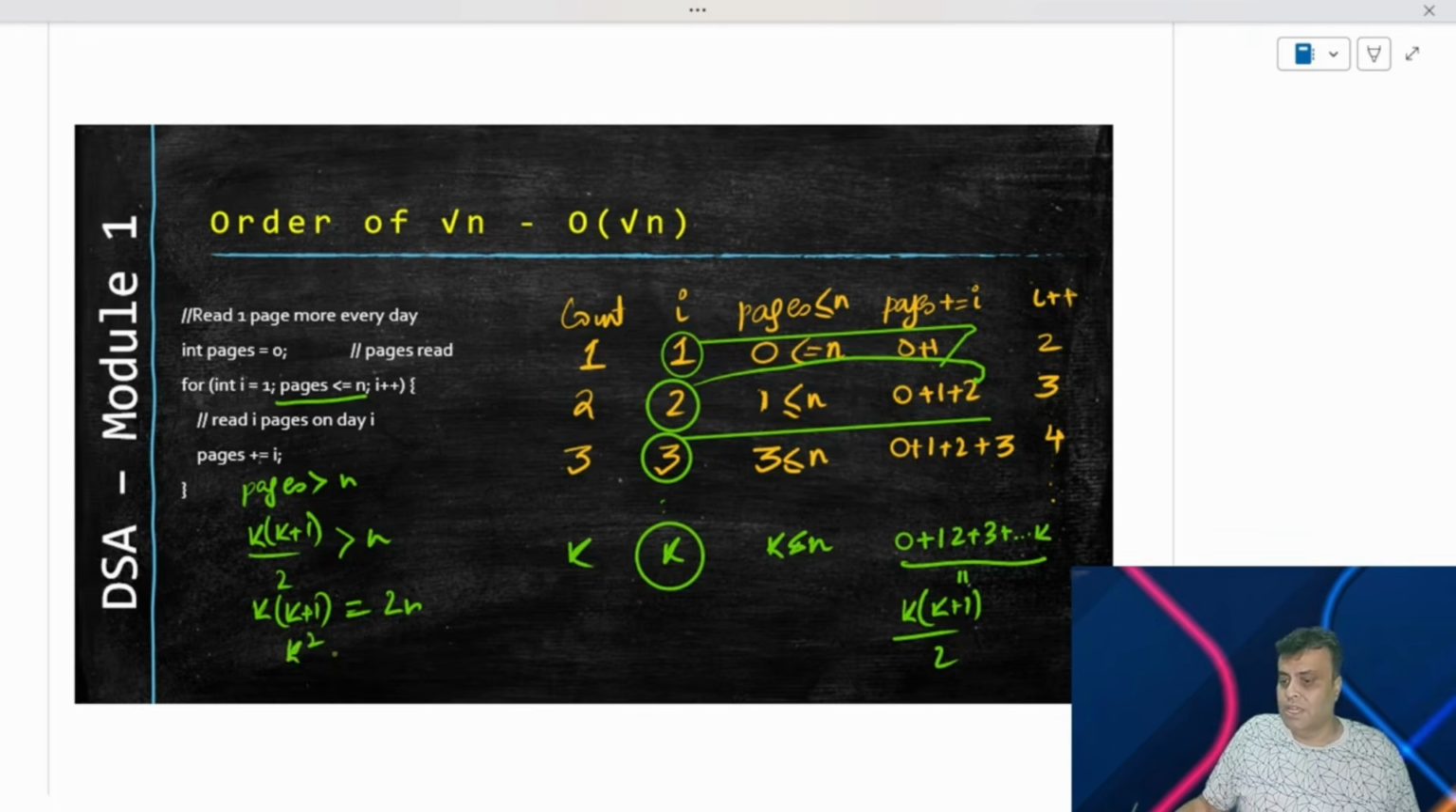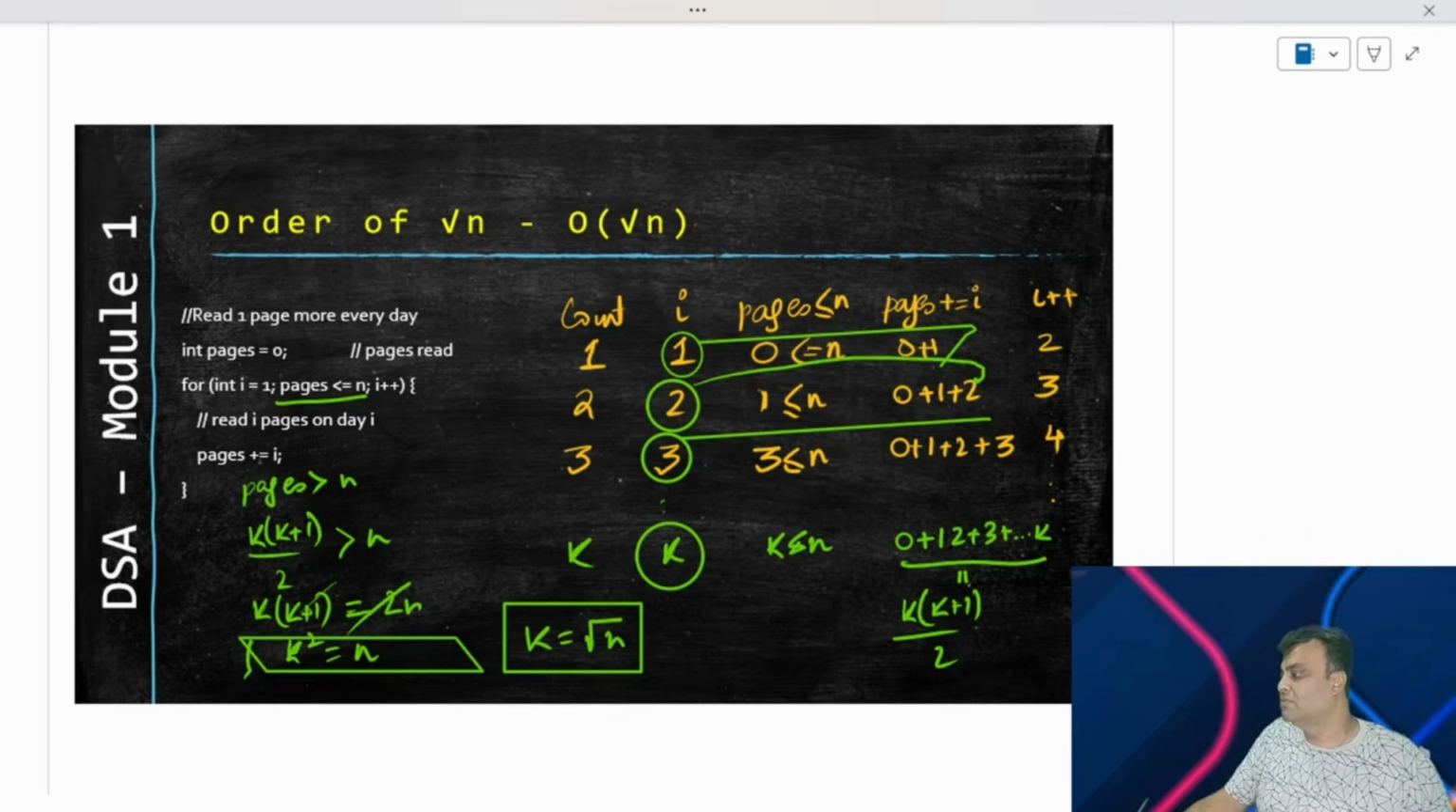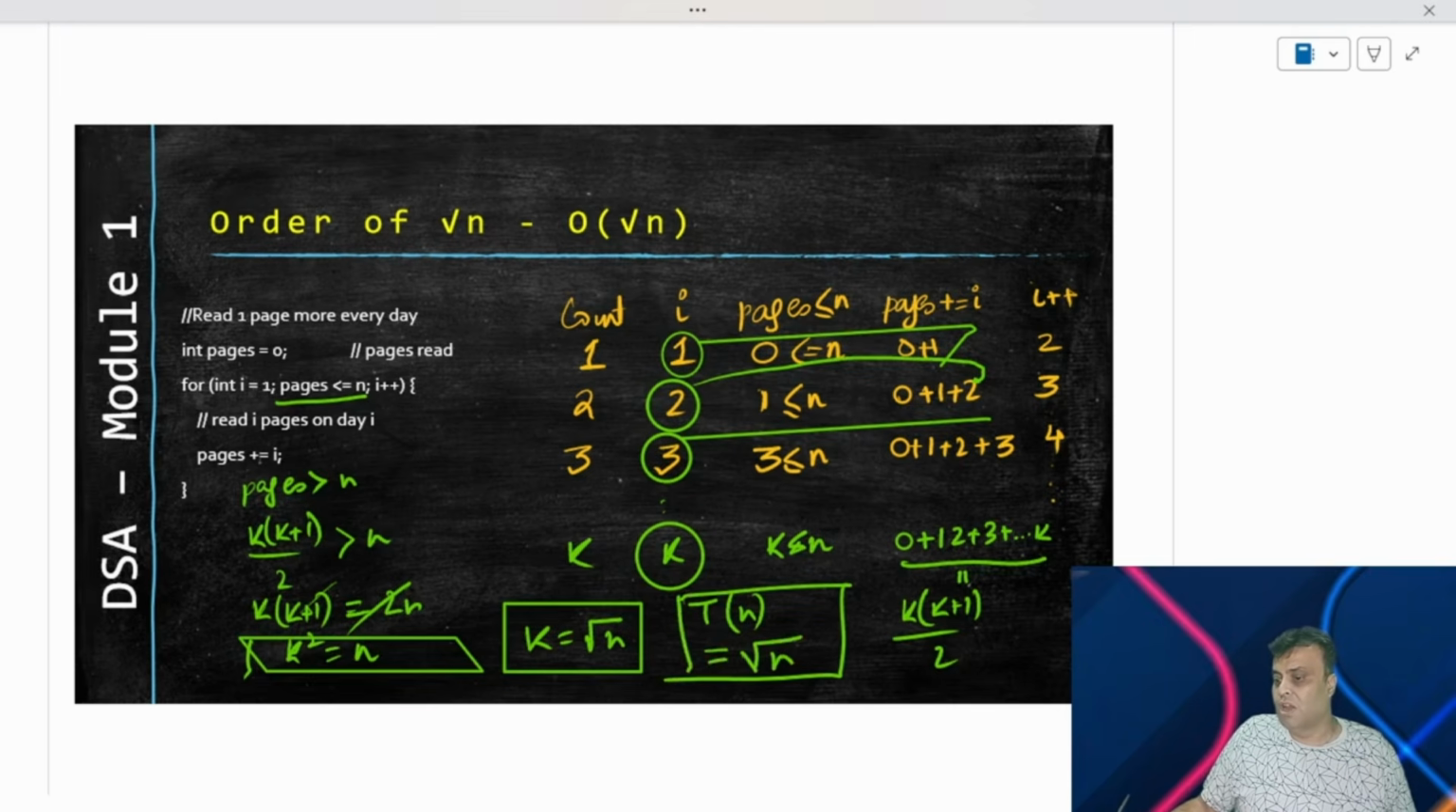So therefore, can I say k square equal to n after neglecting this constant and after neglecting this constant? So approximately I will say that k square is equal to n, which means that k is equal to root over of n. So when will it stop? It will stop just after k is equal to root over of n. So what is the time complexity of this particular problem? It's a square root class problem, and the time complexity of this is root over of n. So that is how we have derived that the time complexity of this problem will be root over of n.